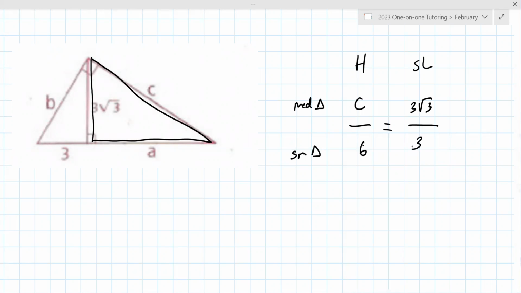Is it, I know you have to simplify more after, but is it 3c equals 18√3? So you only multiply the outside number, because the √3 is underneath the root, so it's kind of protected. Okay. So then c equals 6√3. Yes.